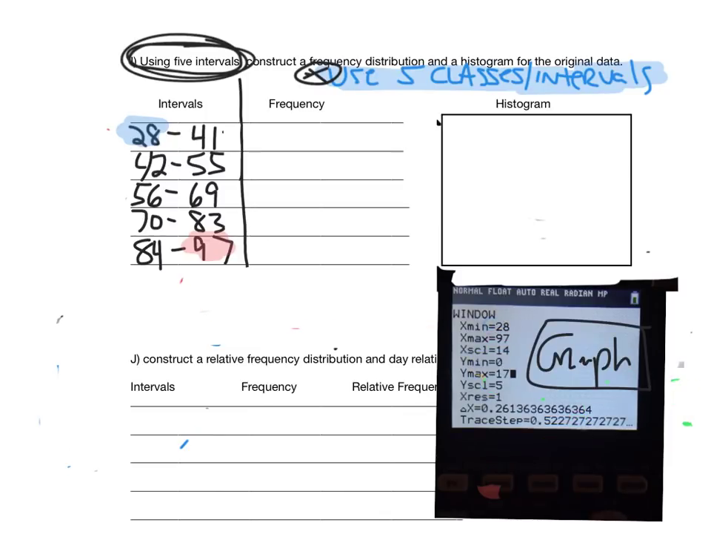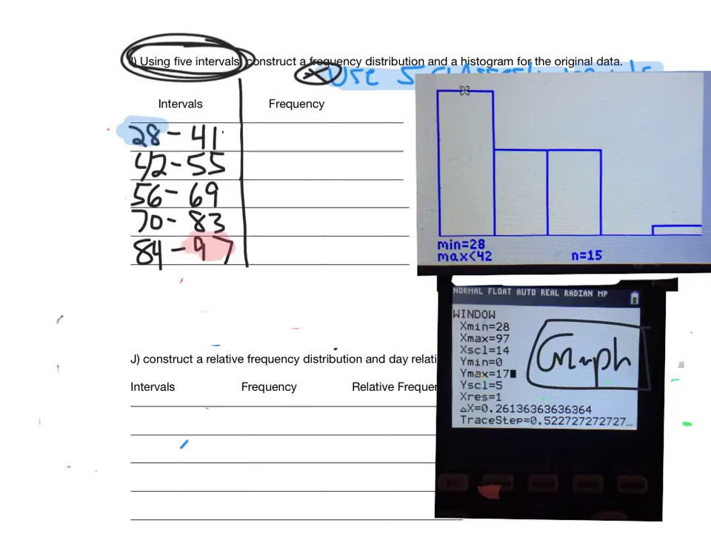So after pressing the window button and setting up this viewing window, you now must press the graph button to produce your histogram. So here's what our histogram looks like. And if you press the trace button, your calculator will begin telling you the frequencies. In this case, the frequency of the first interval from 28 to 41 is 15. If you press to the right, it tells you that the second interval's frequency is 9. The third interval's frequency is 9. The fourth interval is 0. And the fifth interval's frequency is 1. So that's how we set up a frequency distribution and histogram on our calculator.